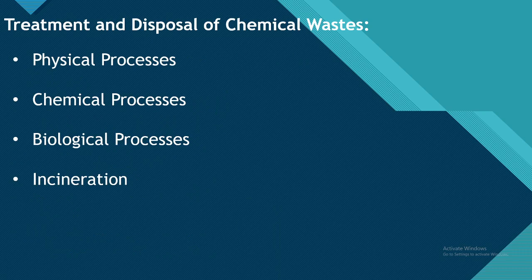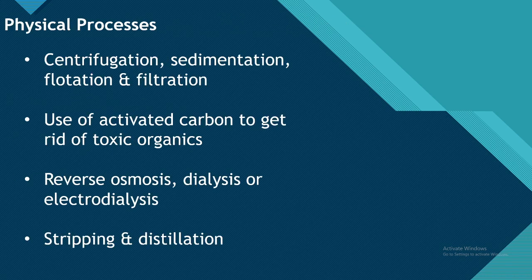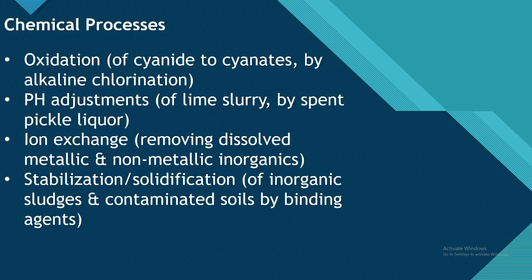Treatment and disposal of chemical waste. We have four: physical process, chemical process, biological process, and incineration. Physical process. These are centrifugation, sedimentation, flotation, and filtration. Use of activated carbons to get rid of toxic organics. Reverse osmosis, dialysis, or electrodialysis, stripping, and distillation.